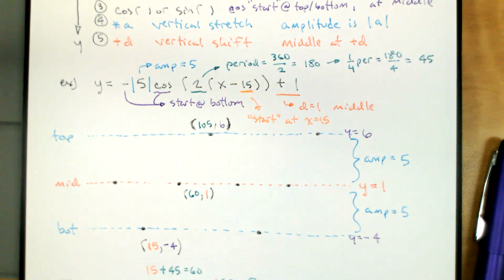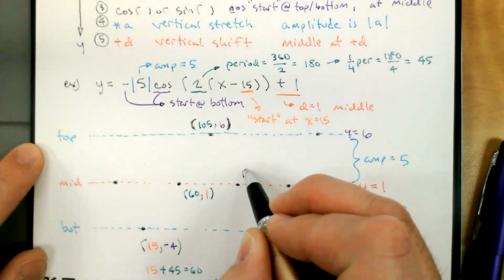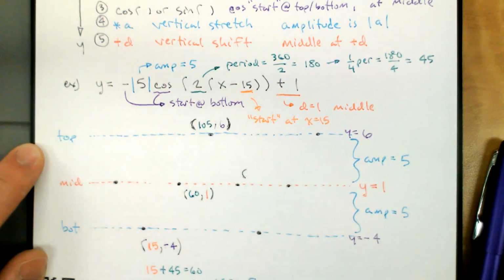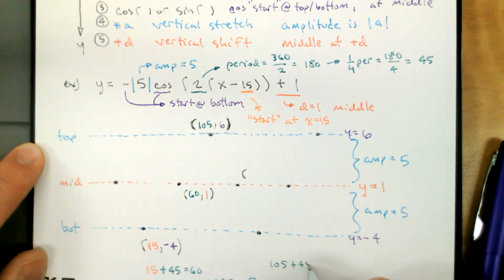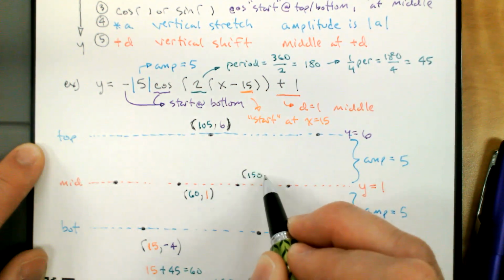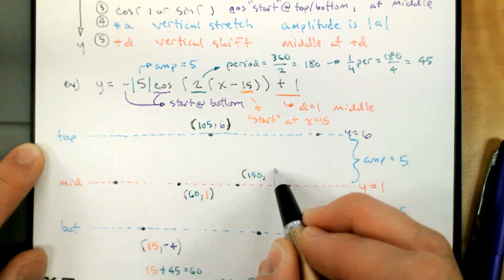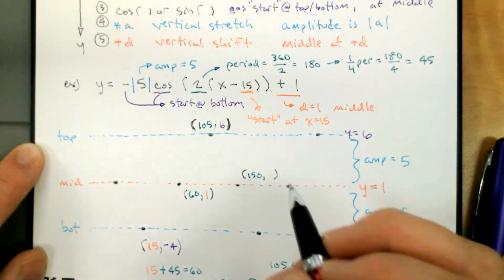Next point is going to be the middle going down. So if I take the 105 and add another 45, we'll be at 150. So back at the middle, but headed down now. So comma 1.